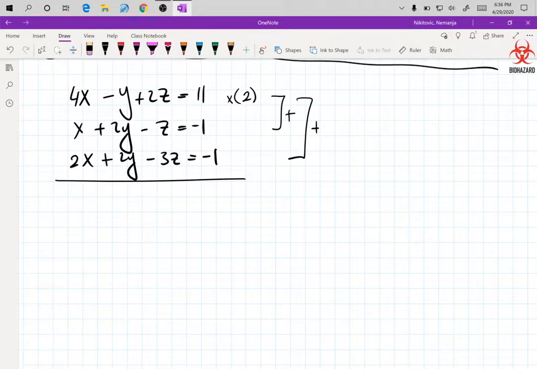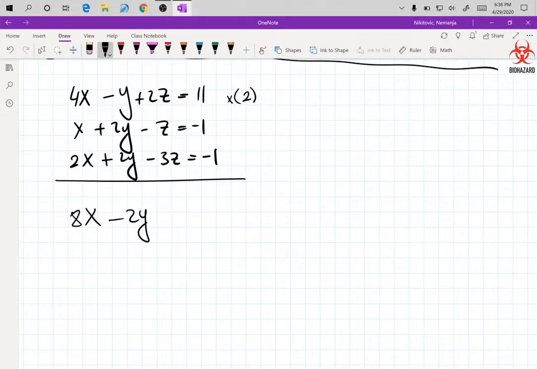Let's take a look. So when we multiply the top equation by 2, we are going to have 8x minus 2y plus 4z equals 22. And the other two equations I am not changing, so I will copy them as is.